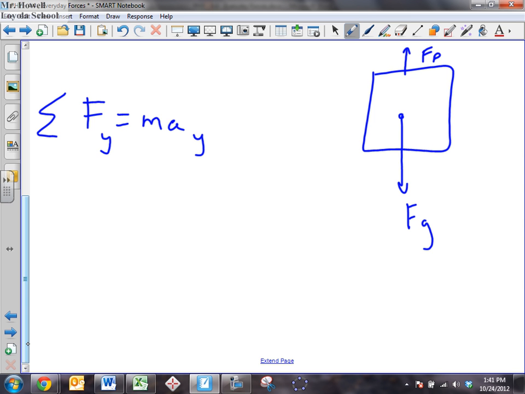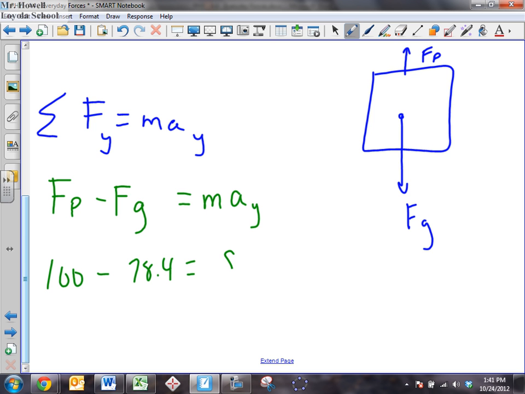Now, sum of the forces in the y, we have Fp acting up, and Fg acting down. That equals m a_y. We don't put 0 anymore because Fp was bigger than the weight. Plugging in, 100 minus 78.4 equals 8 times the acceleration. Where's the 8 coming from? The 8 is the mass of the object. 100 was the force applied upward, and the weight of it was 78.4.